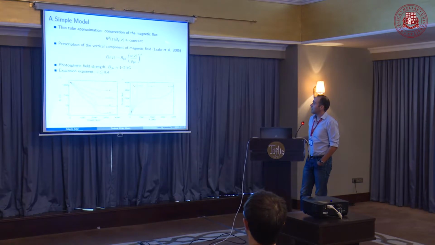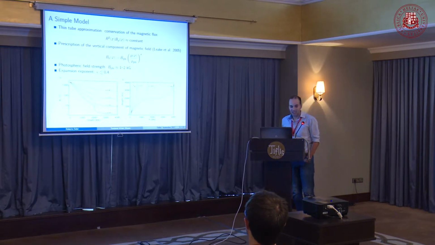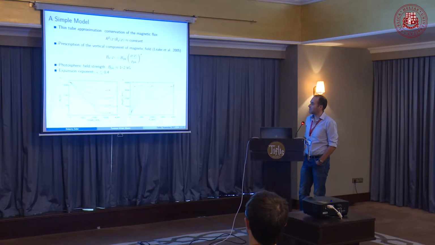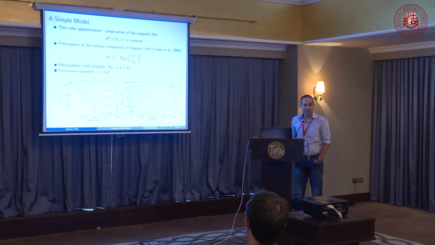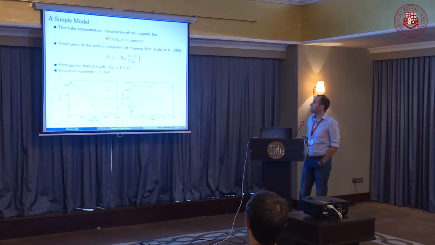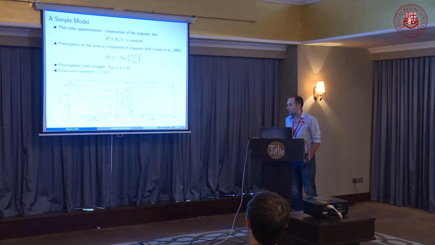After this paper by Lick et al., we are going to prescribe the vertical component of the field using this simple formula, which relates the decrease of the magnetic field strength with height with the decrease of the density through this power law expression, where epsilon is an arbitrary expansion exponent.